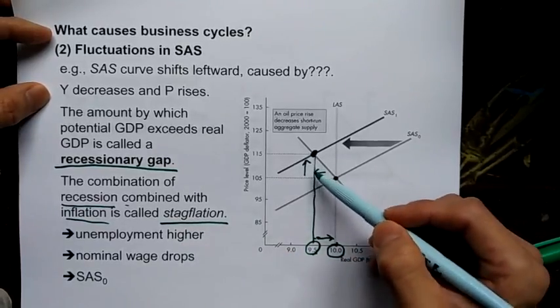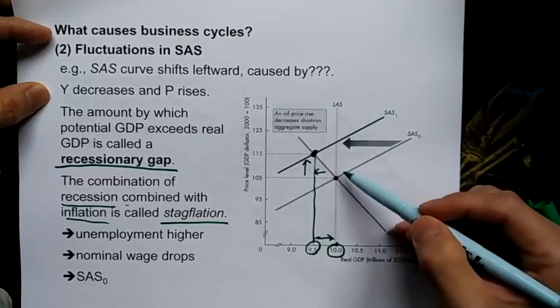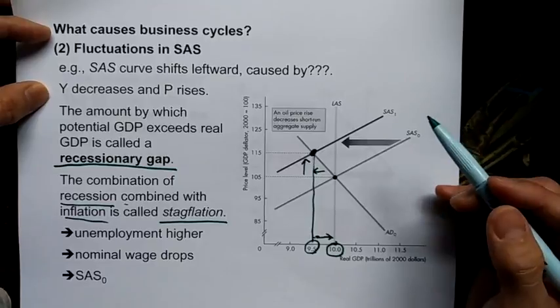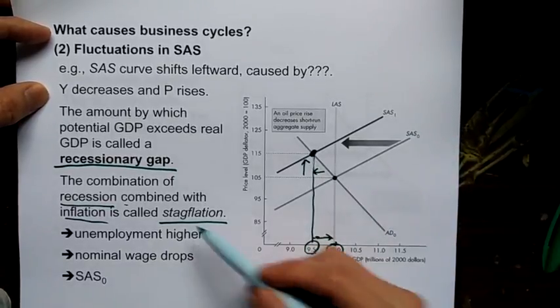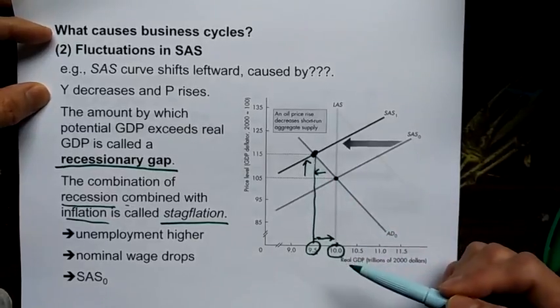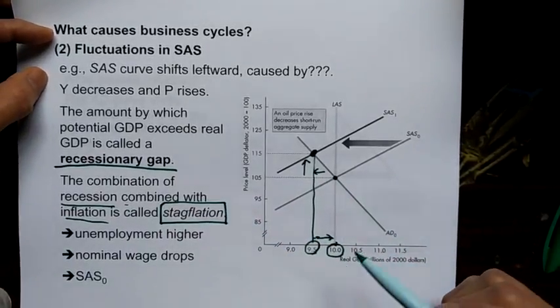It's bad plus bad. Remember, when the aggregate demand curve shifts to the right, price goes up, bad. Output increases, that's okay. But here, both price increases and output decreases. That's really bad. So stagflation is a very bad condition.